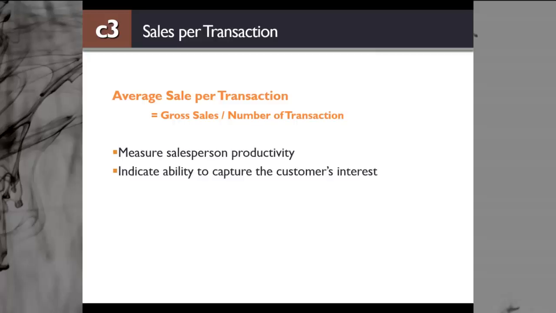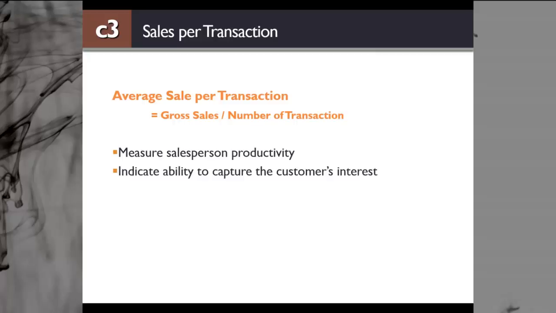So you also want to calculate the average sales, not just the average units per transaction. You can calculate average sales per transaction from gross sales and the number of transactions. It is gross sales divided by the number of transactions. This can tell you your salespeople's productivity and their ability to capture the customer's interest. It can show you what kind of product customers like, and price-wise, how they purchase the product.